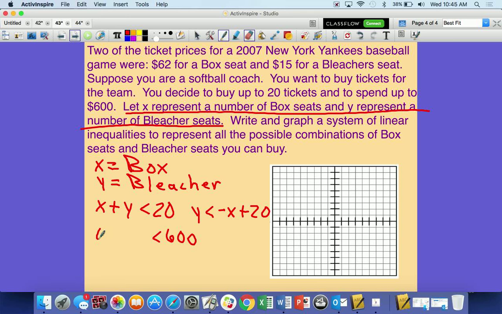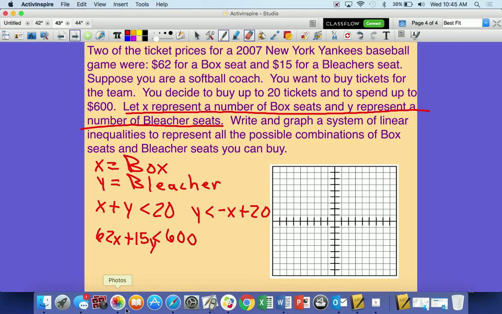$62 for a box seat, and $15 for a bleacher seat. Alright, now this is one where I don't think I would put it into slope-intercept form, because you're going to have a mess no matter what with that one.